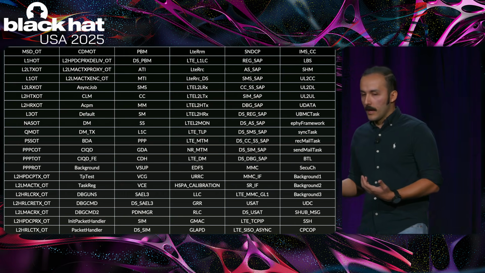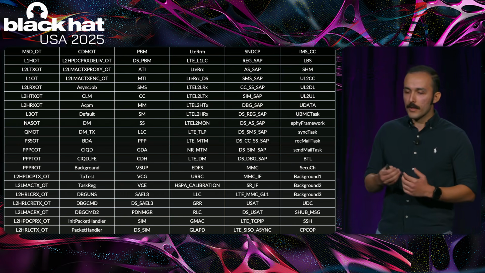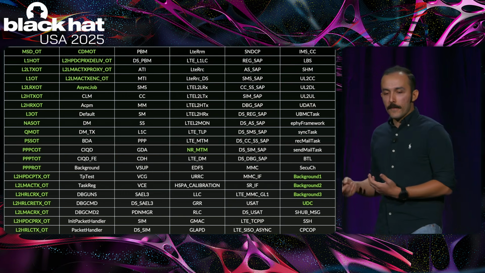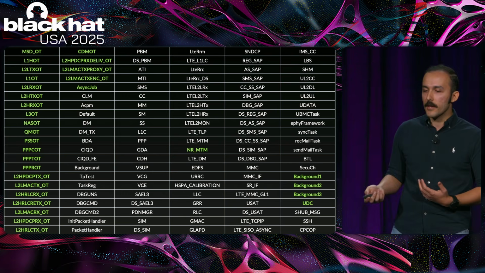So let's take a look at task names together. Like I said, there are a lot of them. So our first move was to compare this with a 4G-only firmware to see what's new. And we found over 30 new tasks highlighted here in green.